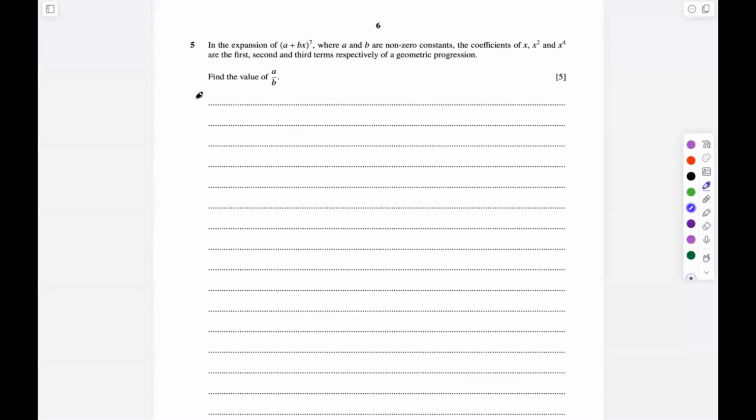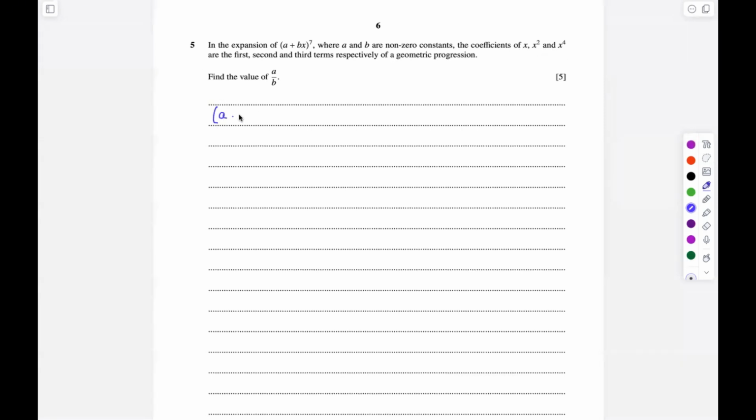In question 5, in the expansion of (a + bx)^7, where a and b are non-zero constants, the coefficients of x squared and x to the power 4 are the first, second, and third term respectively of a geometric progression. We have to find the value of a and b. Now, in the first step, we'll try and find the coefficients of x squared and x to the power 4.